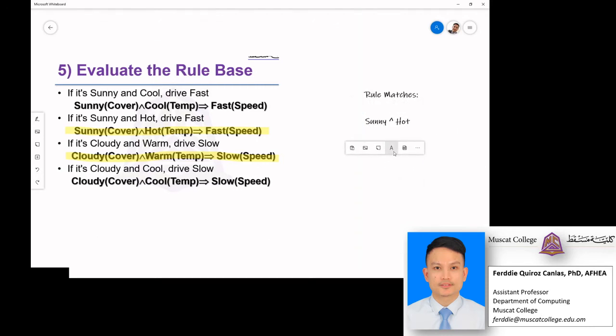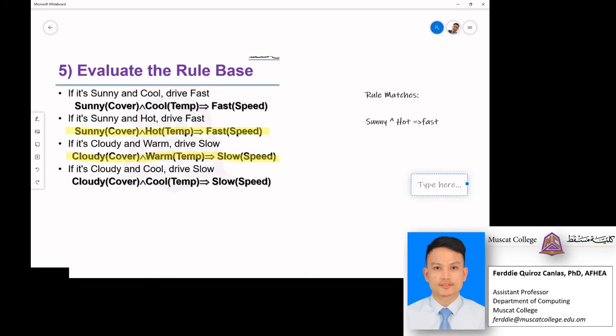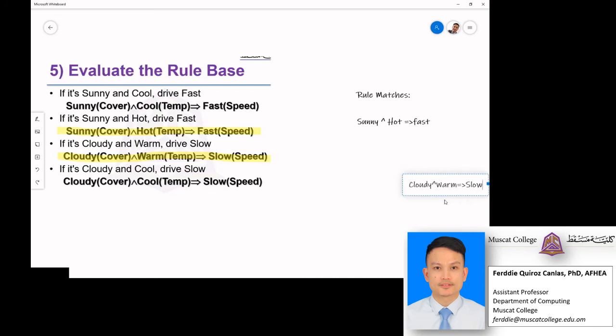And the other rule match would be, so we are going to derive fast. Okay, and the next one we have is cloudy, and we're going to use and, which is warm. It says warm, so we have warm here. So we need to drive slow. Now it's confusing, right? Based on these rules, sunny and hot, and then cloudy and warm, it says slow. We don't know which one to follow here, right? Because it's fuzzy.